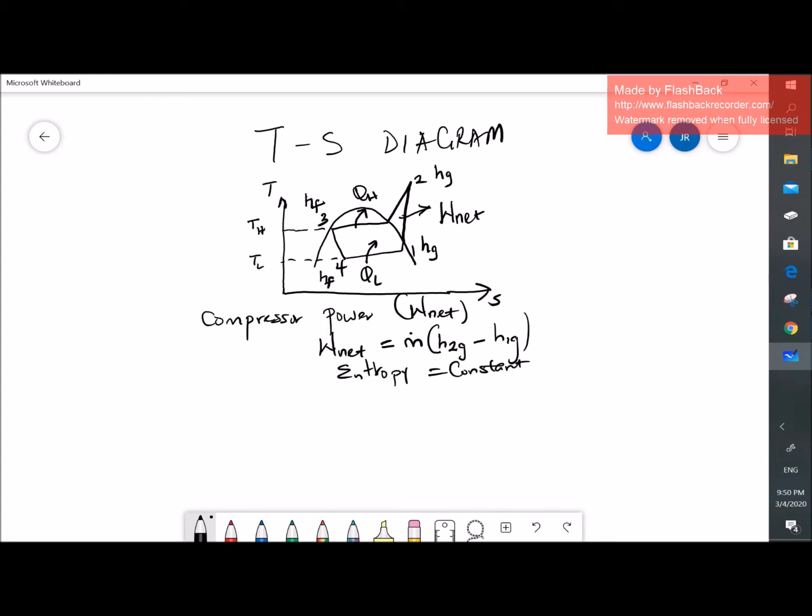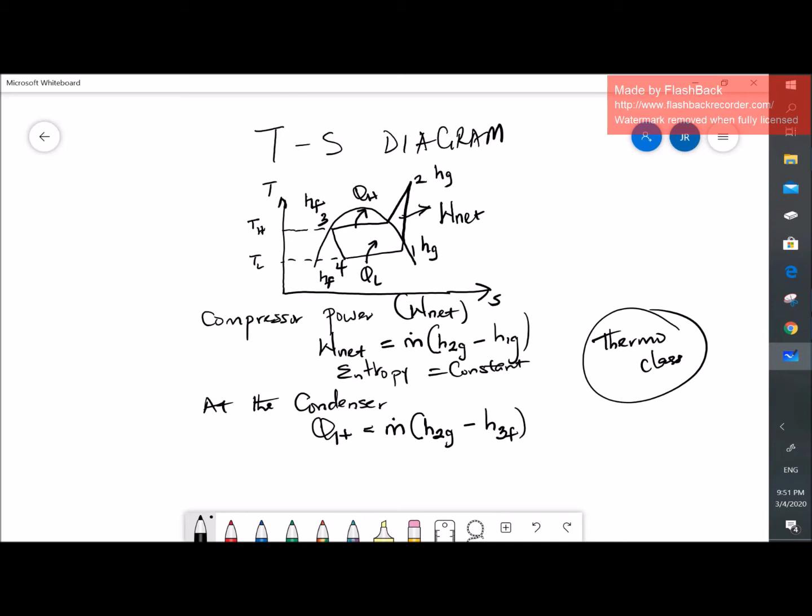Now we can find the heat rejected in the condenser. The heat rejected is QH equal to the mass flow rate times enthalpy 2, which is a gas, minus enthalpy 3, which is a fluid. Please note that these formulas were derived from the steady flow equation, which you must have done in thermo class.